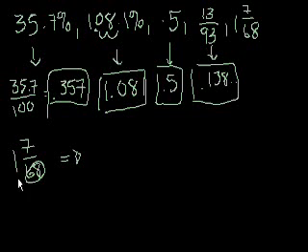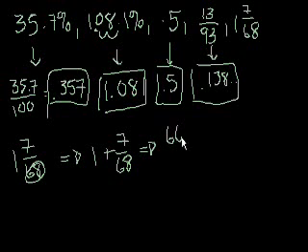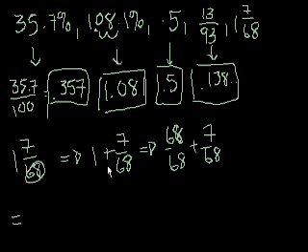And why does this make sense? Because this is the same thing as 1 plus 7/68, right? 1 and 7/68 is the same thing as 1 plus 7/68. And that's the same thing, as you know from the fractions module, as 68/68 plus 7/68. And that's the same thing as 68 plus 7 is 75/68. So 1 and 7/68 is equal to 75/68.